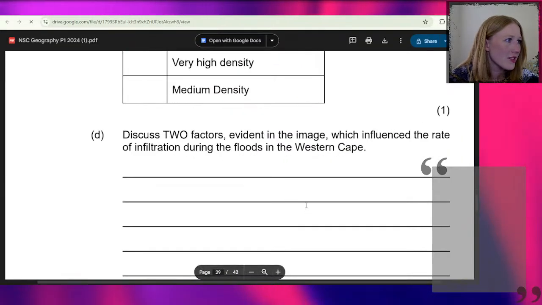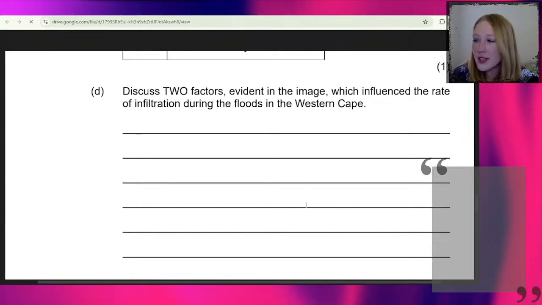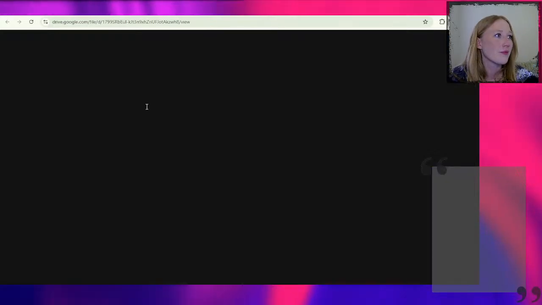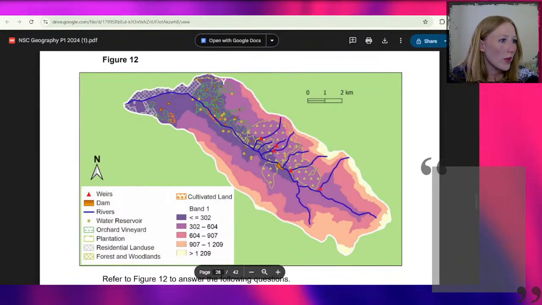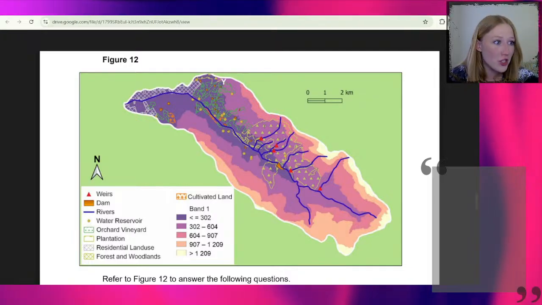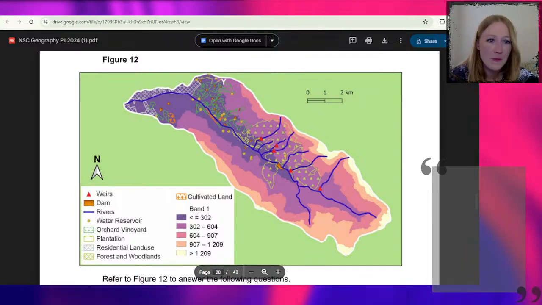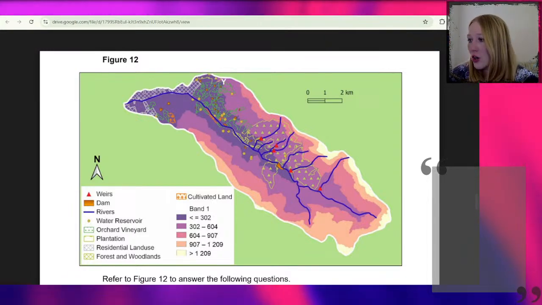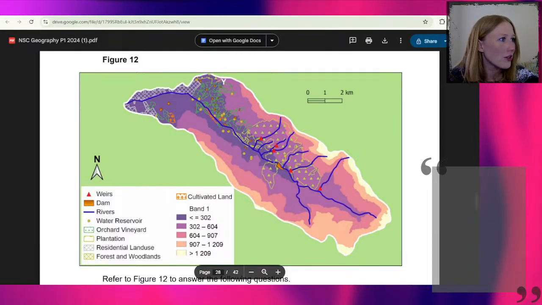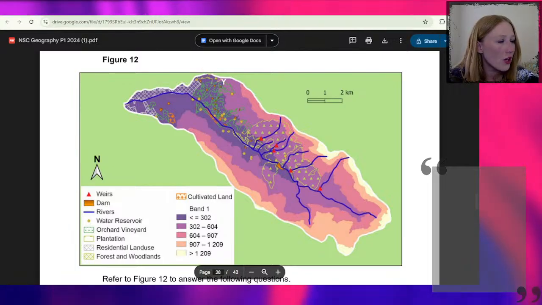Two factors evident in the image would influence the rate of infiltration. Okay, so they're just saying influence, they're not necessarily saying if it increases or decreases. Okay, we have a lot of vegetation. We have all of these. This is the plantation over here. We have plantation along either side of the river. Same thing over here. Orchard, vineyards.